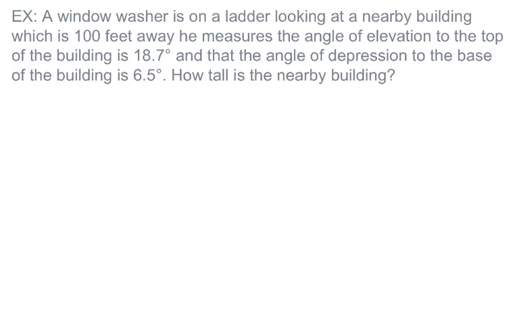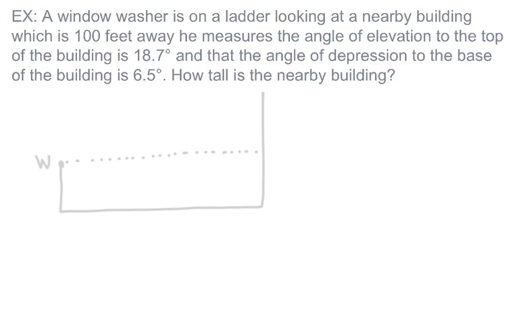So let's draw a picture. Here we have our ground, and the window washer is up in the air on a ladder. I'm going to use a W for him. And there's a building on the other side that he's looking at. So this guy's my building here. What we want to know is the height of this building. Well, what were we given? So we have this imaginary horizontal where the window washer is looking straight out.